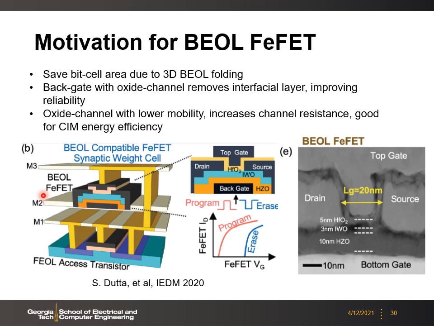For example, the defect generation at the interface can be minimized. Certainly, the oxide channel typically has lower mobility. This will increase the channel resistance. This is especially attractive for the computing memory because we need to parallelly turn on multiple cells. Higher channel resistance will help to reduce the readout current. Therefore, the energy efficiency can be boosted.